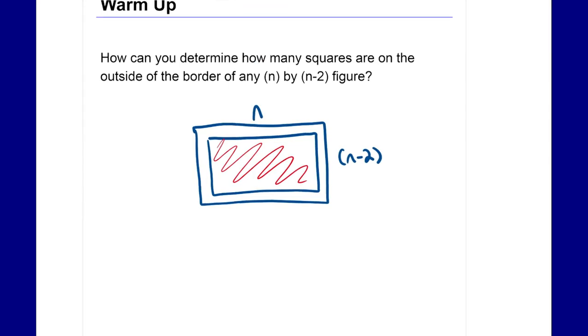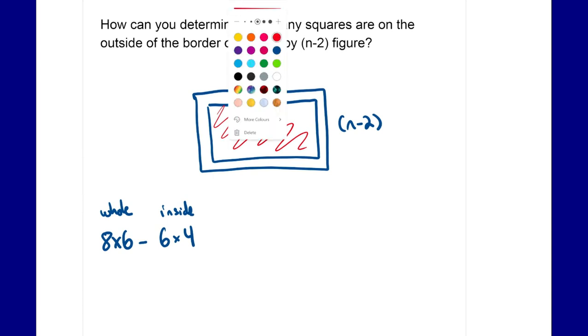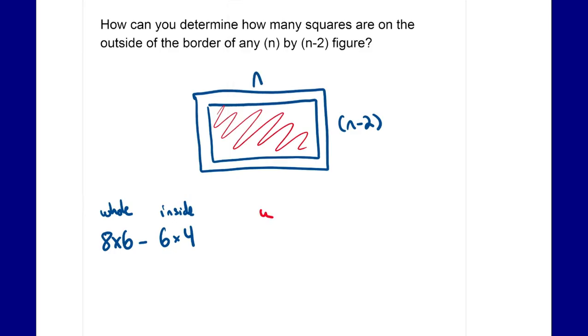Well, if we look at the past example, we had an 8 by 6 and we subtracted a 6 by 4. This was the whole shape. This was the inside shape. So if I look at how the values compare, I at least know from my whole shape, it's going to be, sorry, n times n minus 2. And then what would the inside that I have to subtract be?